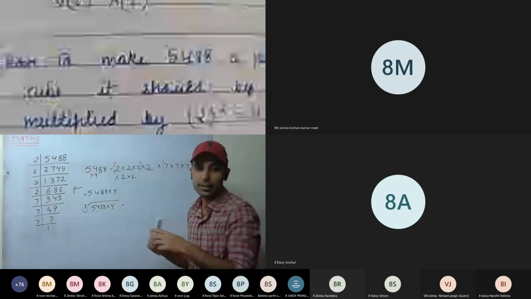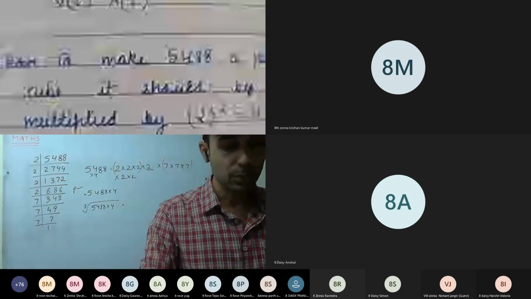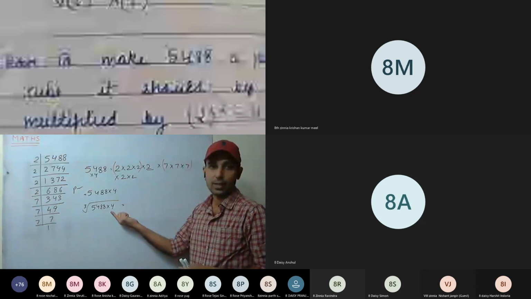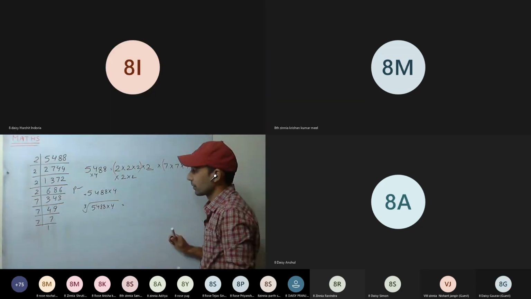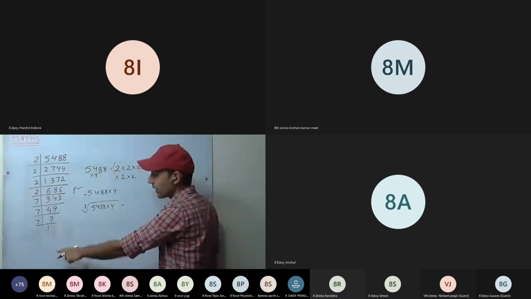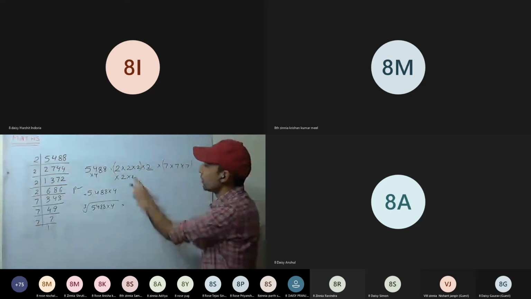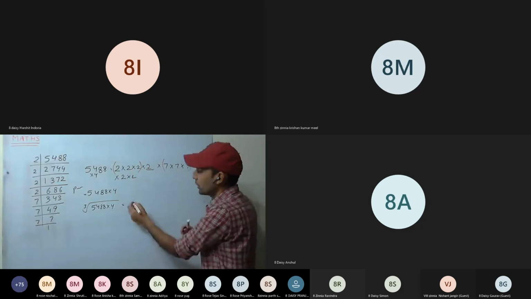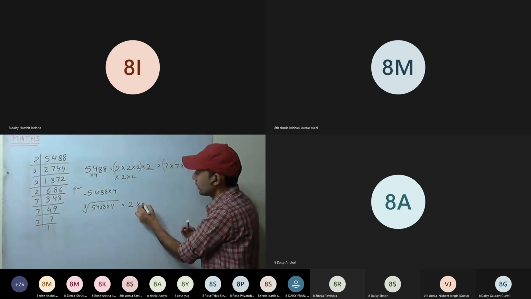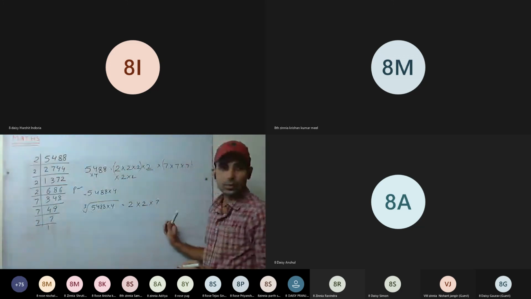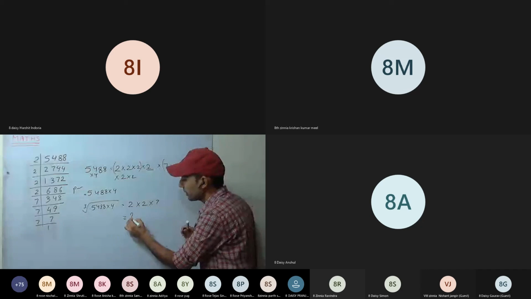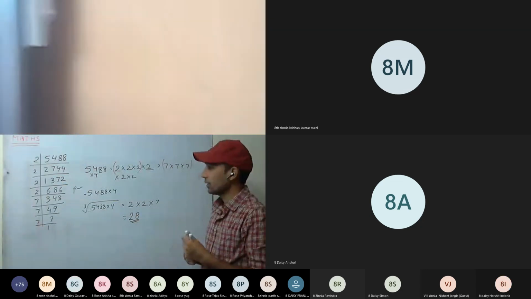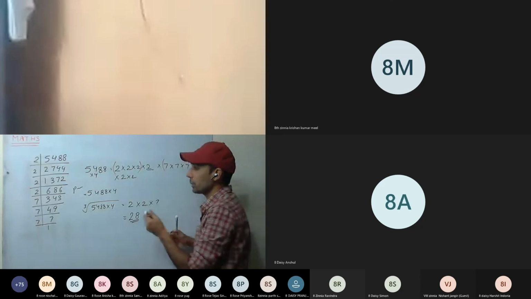Now we have to find, in the question it is given, also find the cube root of the product in each case. Now we have to find the cube root of this one. How to find? Are you going to multiply and then factorize again? There is no need of that. What we'll do, we'll take one from each triplet from here. So one, this will be the answer. How much is it? 28. Is this clear?